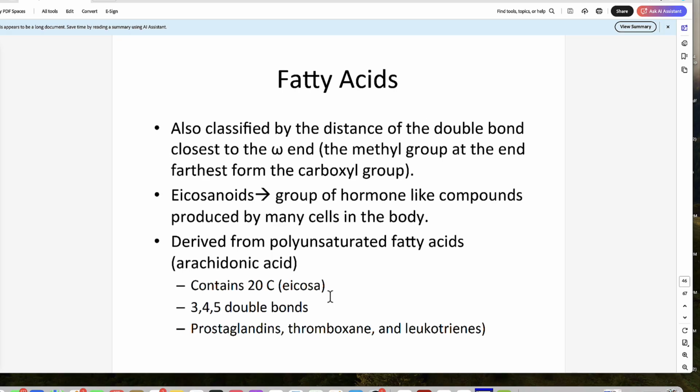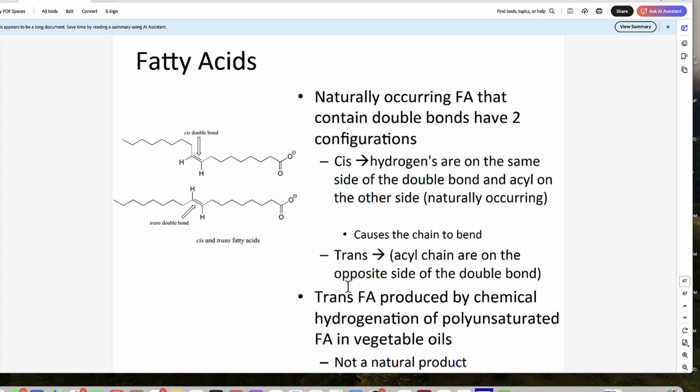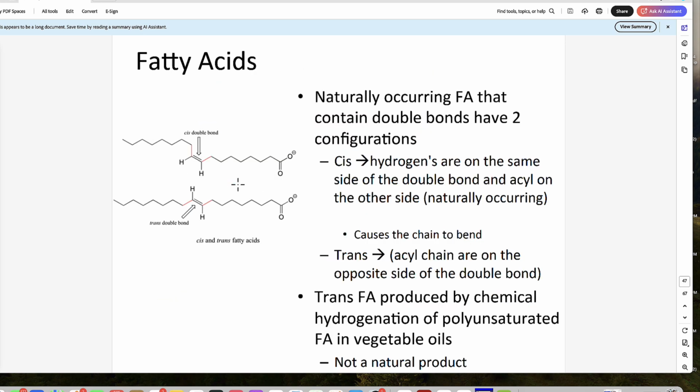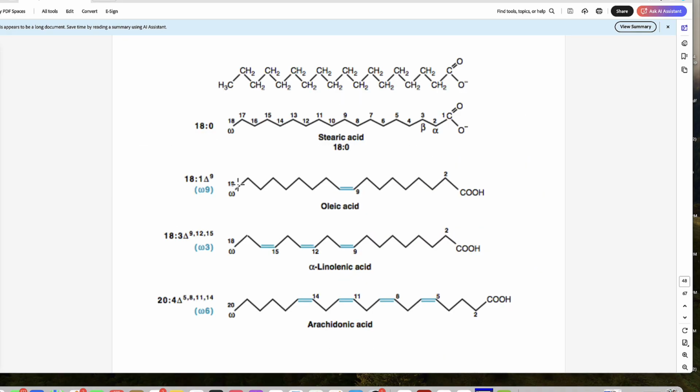I don't know if I have another example here for you. Here we go. Okay, so this would be where the double bond is located. So let's go back for a second, because I think I have some examples here for you. Actually, let's just go on to these so I can help break down how you name them.